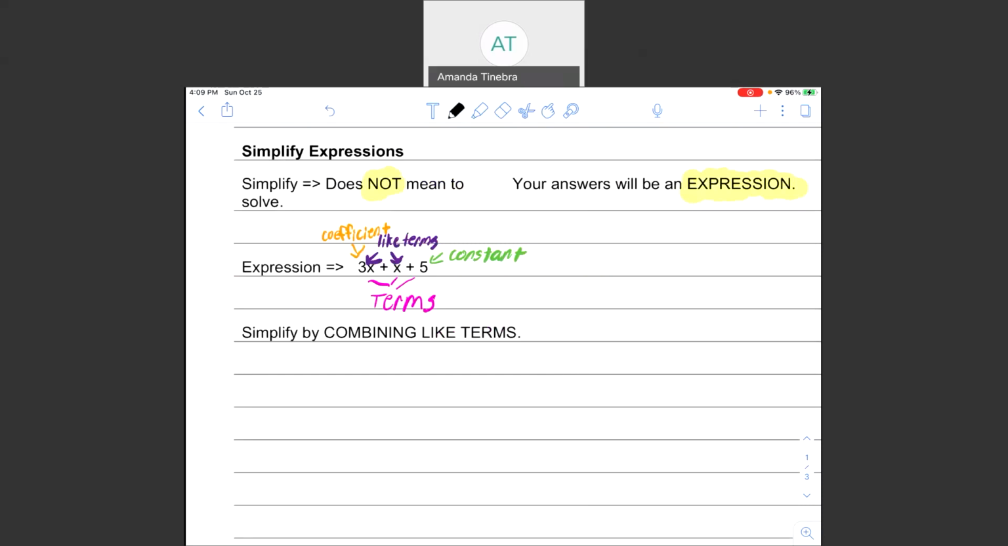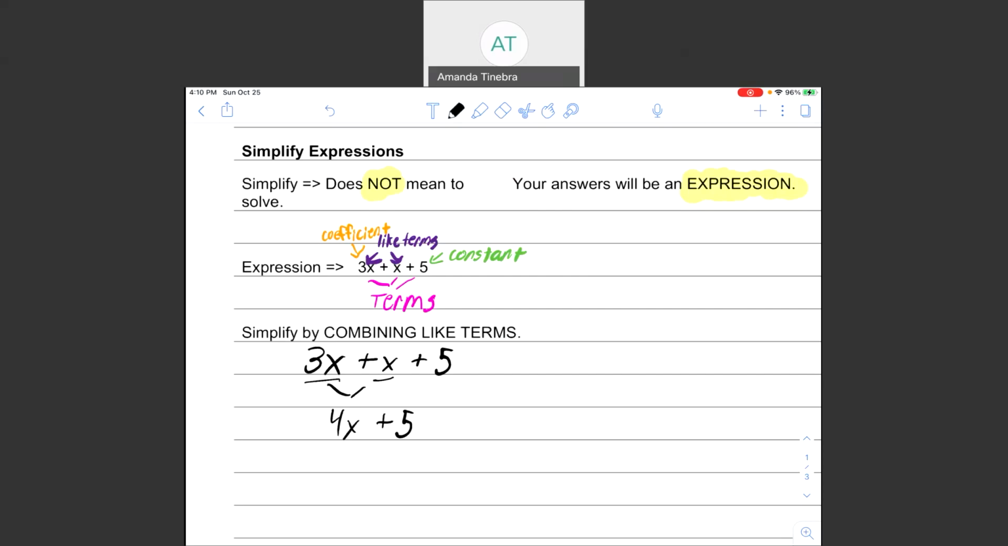So when we have a problem that says to simplify by combining like terms, let's look still at this one, 3x plus x plus 5. In this case, my like terms are the 3x and the x. Those are like terms because they both include the variable x. So here I'll do 3x plus x, and I want to know what that is. Well, if I have 3 x's and I add another x, that gives me 4x. Then I have 4x plus 5.